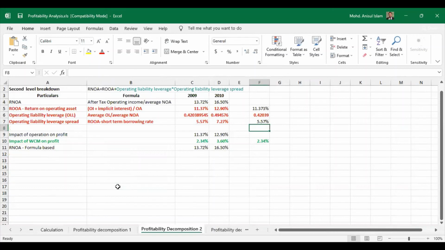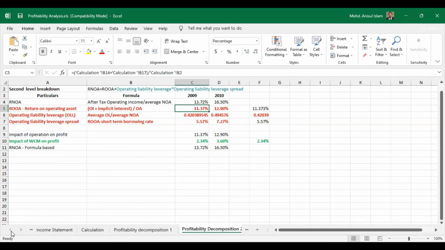So note what Bangladesh Lamps, or BD Lamps, is doing. This company is manufacturing lamps and has invested in operating asset, which gives the return on operating asset, this portion, 11.37. But while conducting operations, BD-LAMP also incurs some operating liabilities, and these operating liabilities have some explicit interest cost.